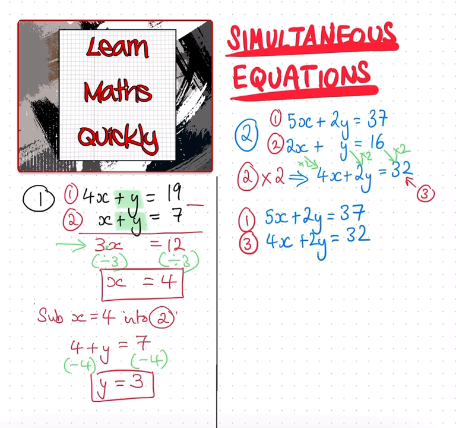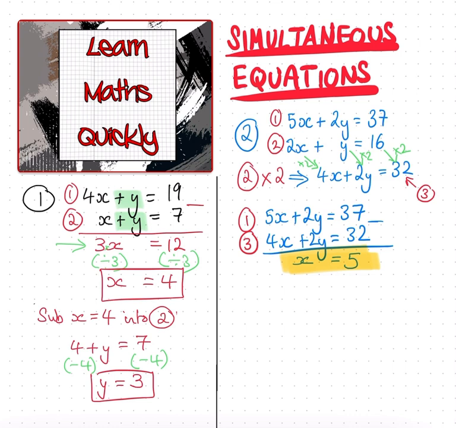Because we've got 2y on the top and 2y on the bottom, you just treat it as column subtraction again. We start on the right hand side. 37 take away 32 is 5. The equals sign, just keep them on top of each other. 2y subtract 2y means there's nothing left, so 0. And 5x take away 4x leaves you with 1x. So now we've got x equals 5. Brilliant. Although we now need to find our y.